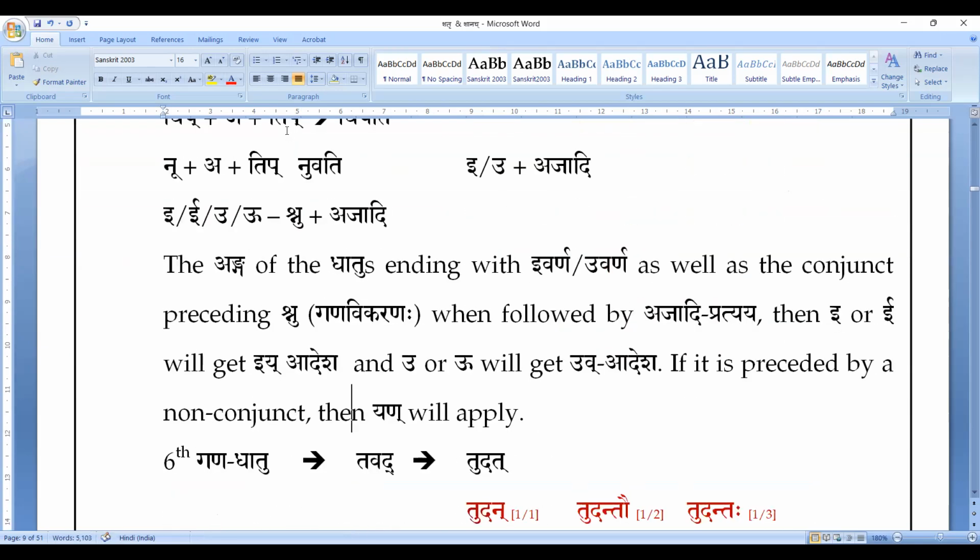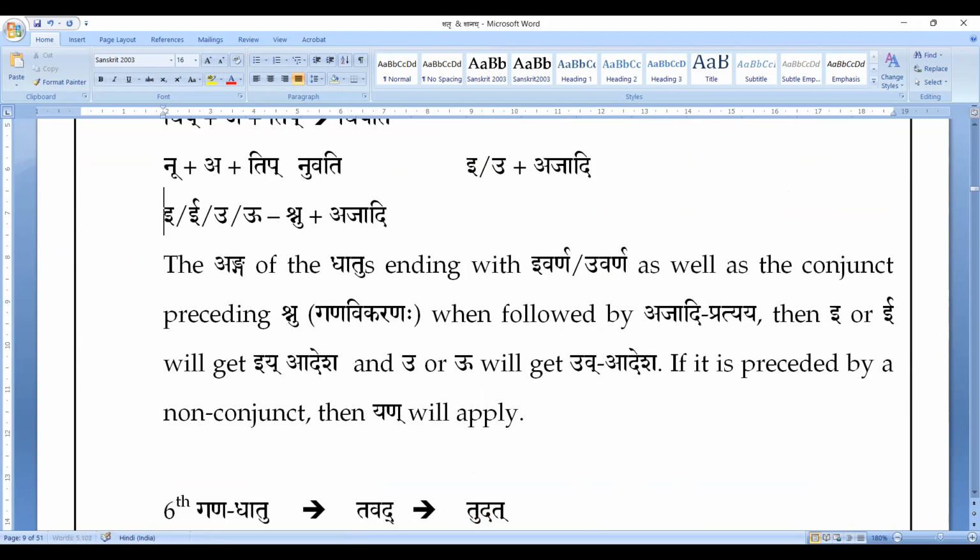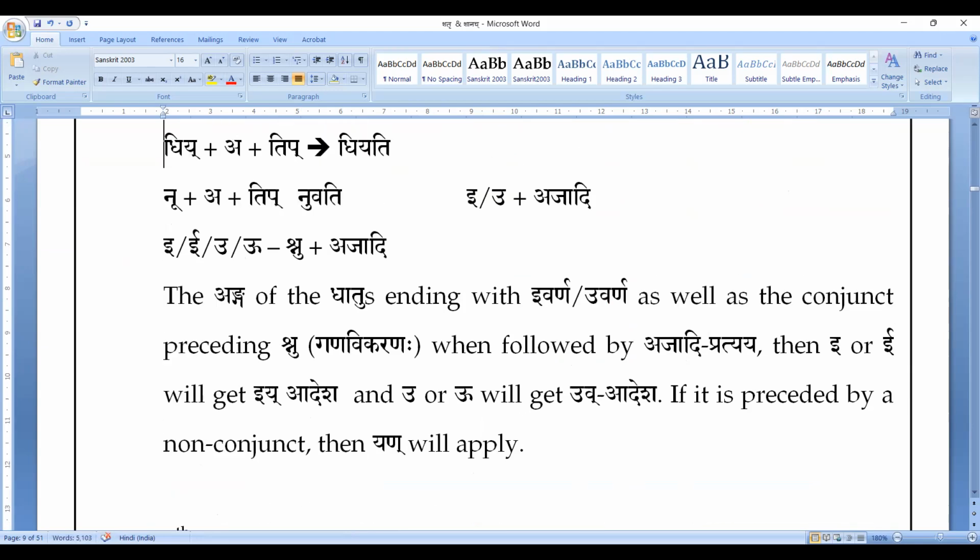Okay. Now, for the other, I'm just thinking a little. This is for Shnu, the fifth Gana is done. Now, for Ikaranta, Ivarnanta, Uvarnanta Dhatu, for example, when followed by Ajadi Pratyaya, this clause of being preceded by a conjunct is not applicable. The clause of being preceded by a conjunct is only for Shnu.